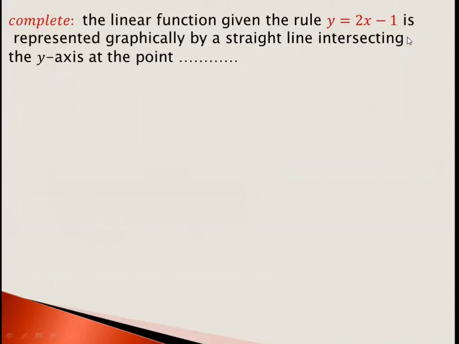It's going to be 2 times 0 equals 0, minus 1 equals -1. So if we put x equals 0, its image is going to be -1. So the intersection point is going to be (0, -1). Again, to find the intersection point with the y-axis, we need to put x equals 0. But if we need to find the intersection point with the x-axis, we need to put y equals 0.